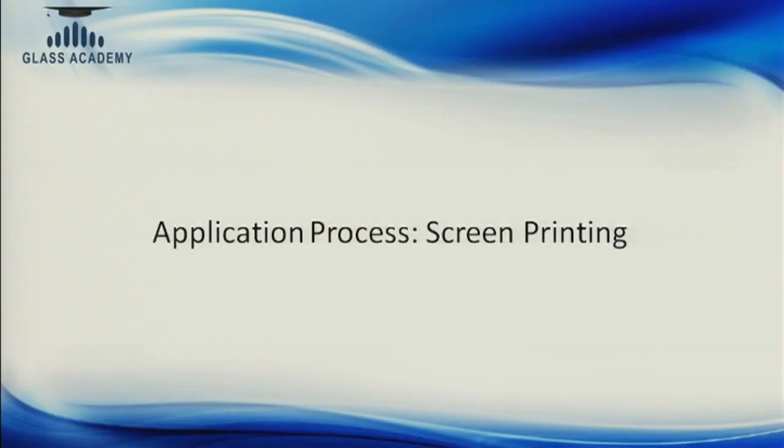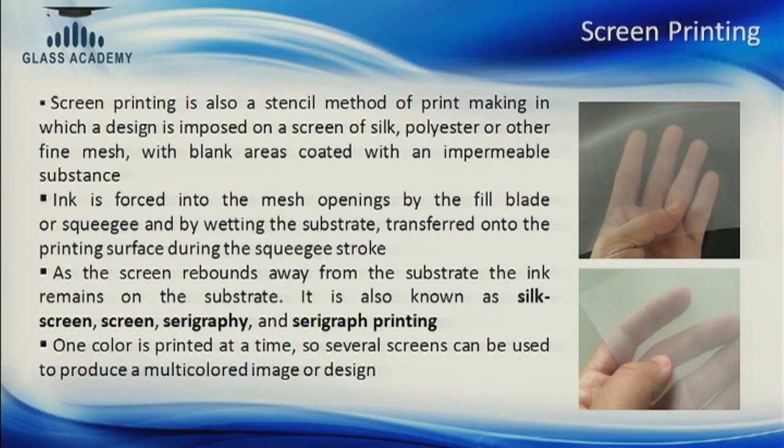Then we'll come on to screen printing, which is quite popular because it's a very versatile process. The process of printing on glass using silk screens is called screen printing. Screens can be from other materials as well. It's essentially a stencil method of printing where you impose a design on the screen, and that design is then passed on to the glass.